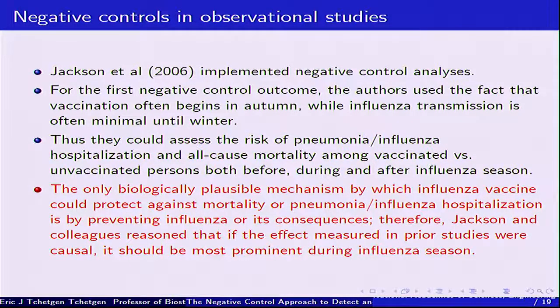The only biologically plausible mechanism by which influenza vaccine could protect against mortality or other related hospitalization is by preventing influenza itself or its consequences. Therefore, Jackson and colleagues reasoned rightfully that if the effects measured by prior studies were causal, it should be prominent during influenza season. If instead it were due to confounding, then the protective effects should be observable immediately after vaccination, but before the actual influenza season.